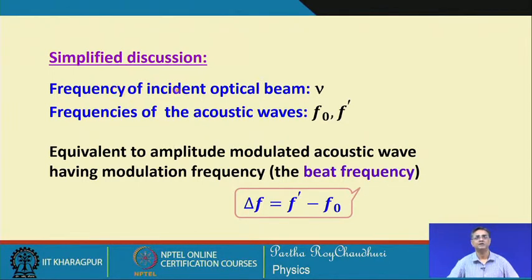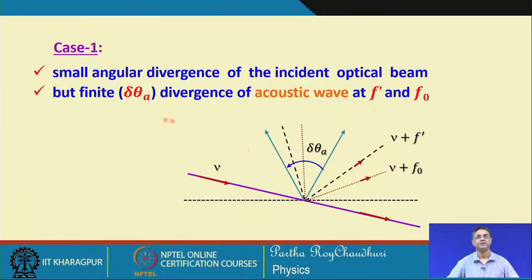The frequency of the incident optical beam is nu, and the frequencies of the acoustic wave are f 0 and f dash; let us consider these two frequencies. This is equivalent to a beat frequency delta f, which is equal to f dash minus f 0. So, this is the beat frequency, which is the modulation frequency of the acoustic wave. The acoustic wave is now modulated, which gives rise to a beat frequency of delta f.